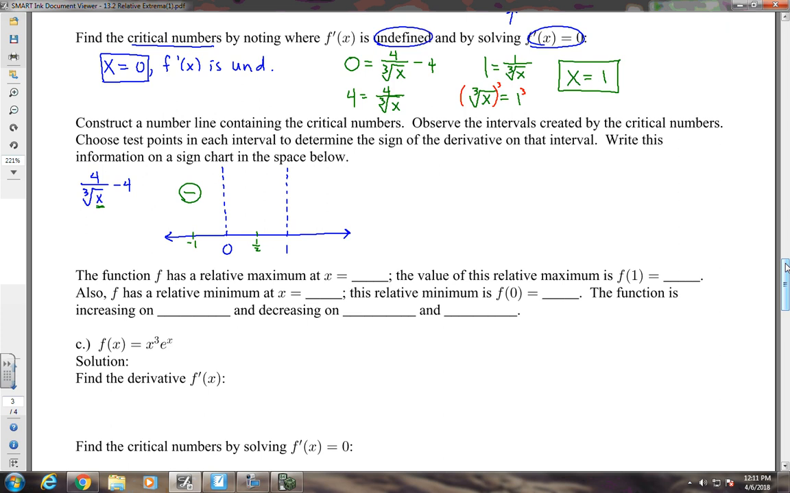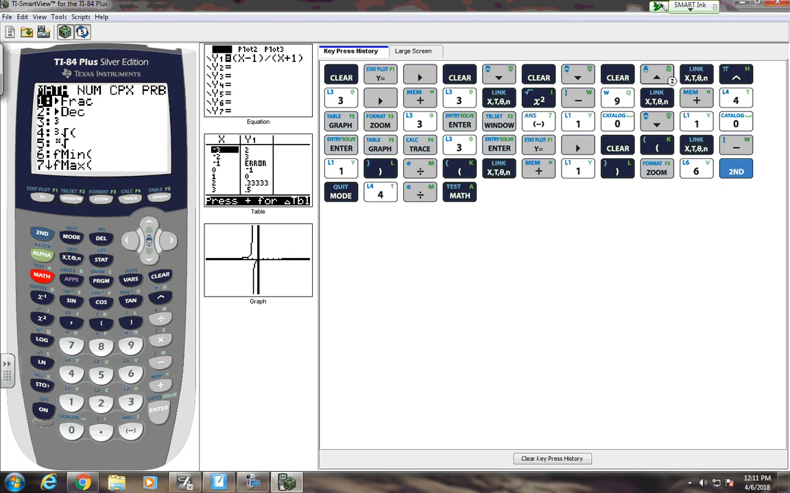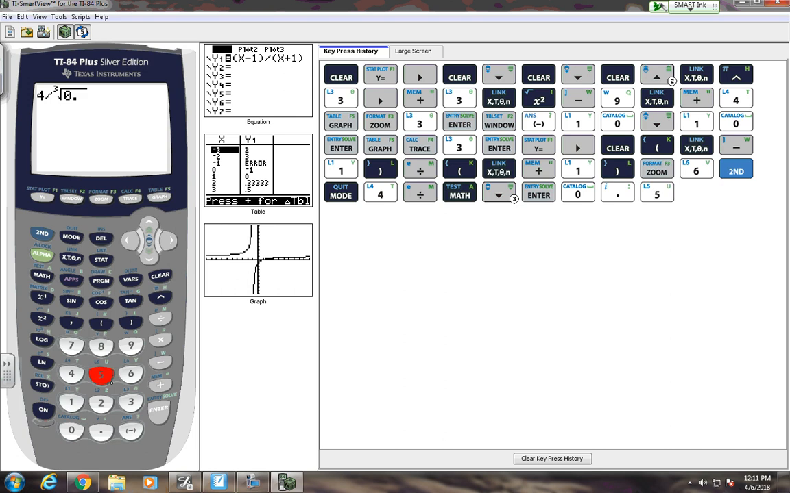Now I might need a little help with calculating this one, so I'm going to use my calculator. So there's our stuff from 13.1. Let's clear that up. And we're going to evaluate 4 divided by, now to get the cube root, you press your math button, arrow to number 4. See the cube root there? And press enter. We want 4 divided by the cube root of 0.5, or you can type in 1/2.